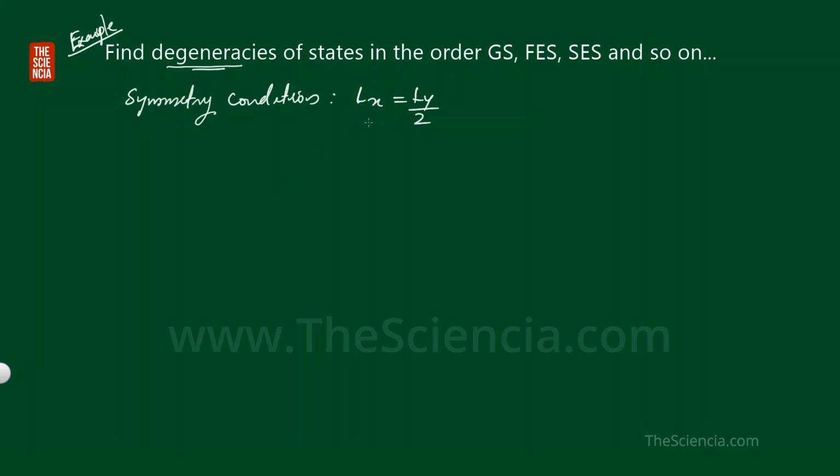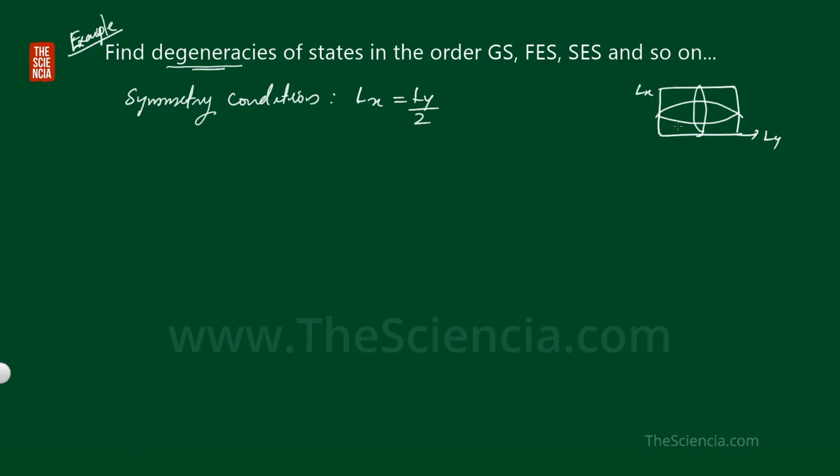So if you are constructing a 2D box, where this is the Ly value and this is the Lx value, roughly this Lx value is half of the Ly value. If such a box is there, then there will be different states. So the question is to find out the degeneracies. Maybe some of the states have the same energy. That is what they are asking to find out.